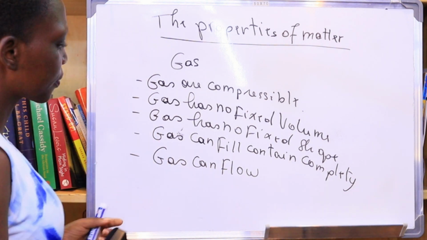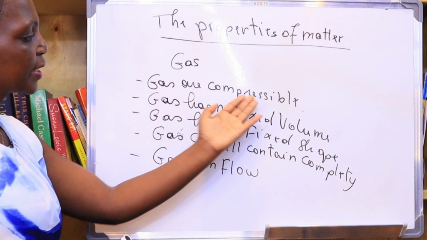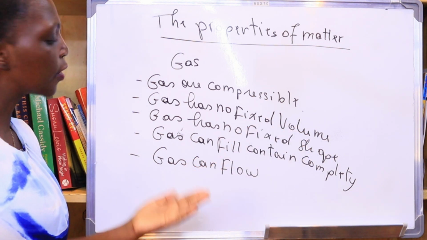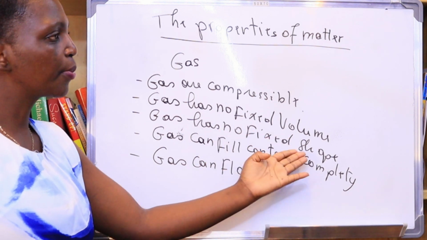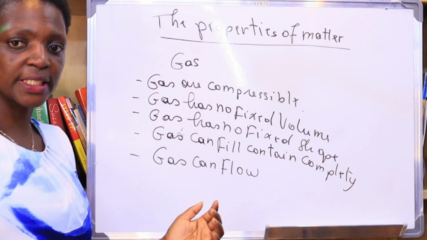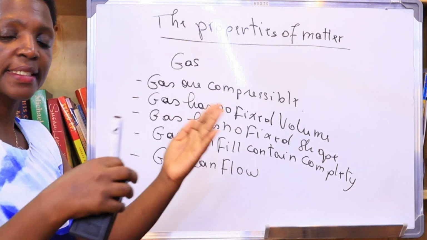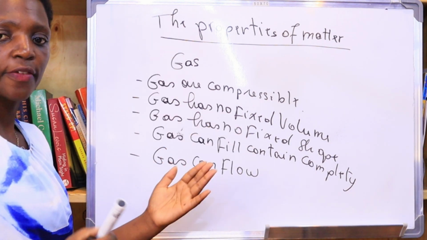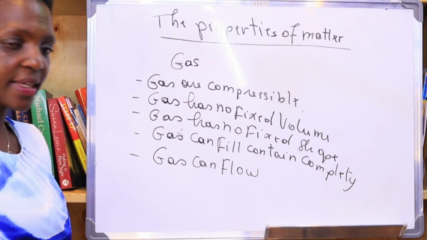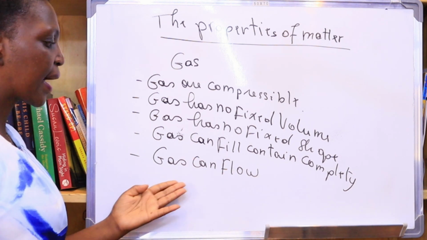So here, as the properties of gas, gas is compressible, you can deform it. Gas has no fixed volume because it takes the volume of the container. Gas has no fixed shape because it also takes the shape of the container. Gas can fill a container completely because if you open it, gas can be smelled in the entire room. Here, gas can flow. Even though you can't see it with your own eyes because it is colorless, it is easy for gas to flow.